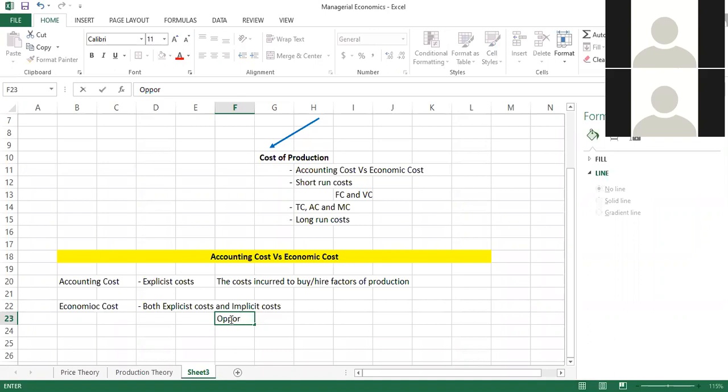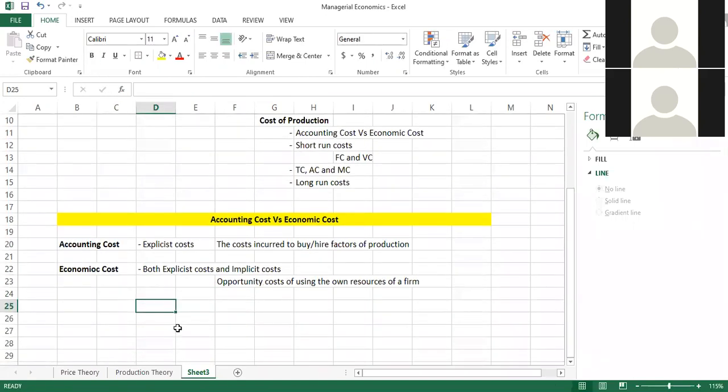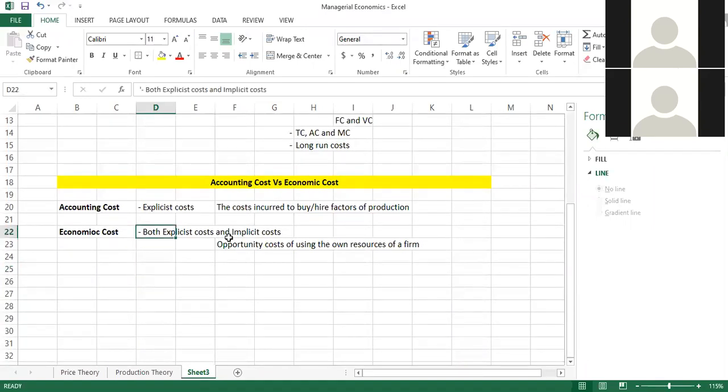Opportunity cost of using the own resources of a firm. So that is the meaning of economic cost. Therefore, when we calculate economic profit, we need to consider both these factors. So implicit cost is the opportunity cost of using own resources of a firm.